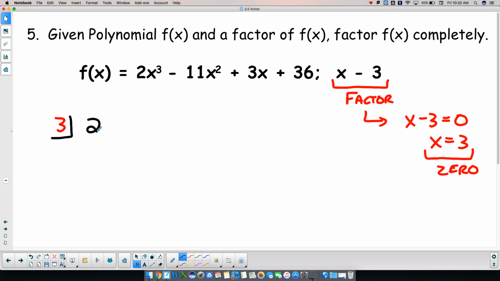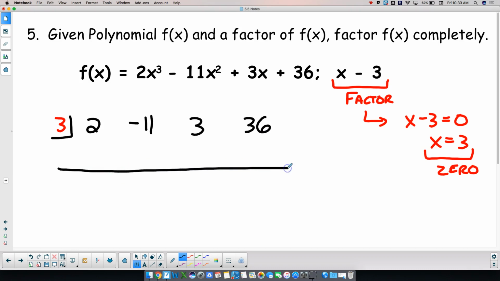2x cubed minus 11x squared plus 3x plus 36. So those go across the inside. Drop it, multiply it, add it, multiply it, add it, multiply it, add it.